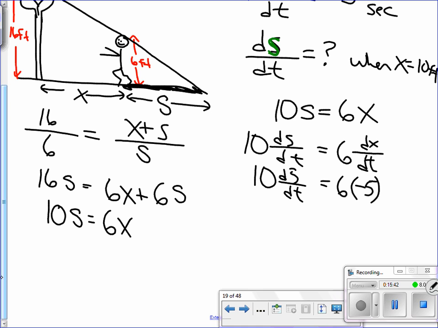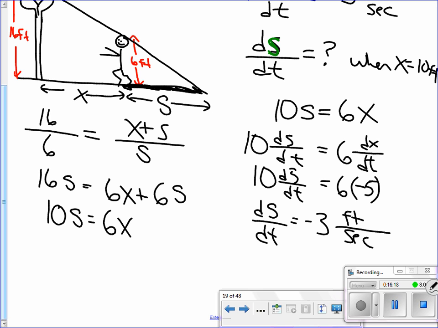Negative 3? So ds dt equals negative 3 what? We always have different units. Feet per second. Nice. Does it make sense if he's walking toward the light that his shadow length would be shrinking? Because we got a negative answer. Yeah, right? So he's walking towards the light at 5 feet per second, and he's dragging along the shadow that's shrinking at the same time at 3 feet per second.